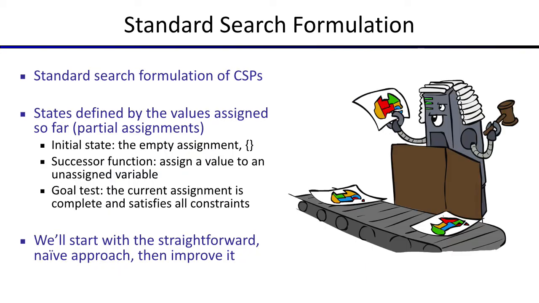Quick recap. States are partial assignments, and we start out with an empty assignment and proceed by picking some variable and assigning some value to it, and now our new state is what we had before, but with that one extra variable assigned.